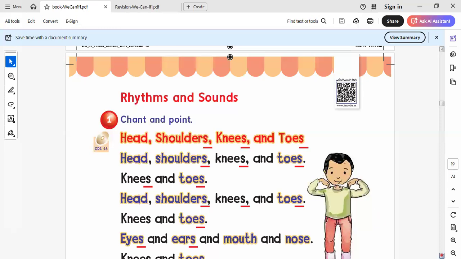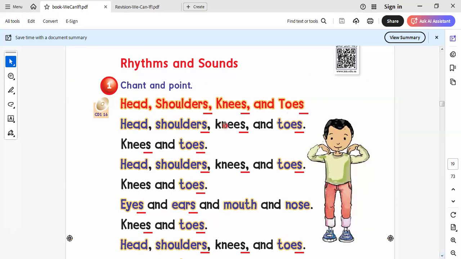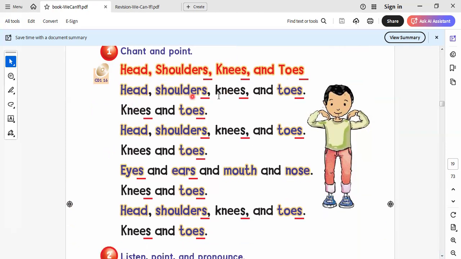Let's go to the rhythms and sounds, or phonics. We say phonics. Here we have head, shoulders, knees, and toes. Knees and toes. Some of you may ask why Miss Iman doesn't say heads or noses. Why? Because all of us have one head and all of us have one nose.